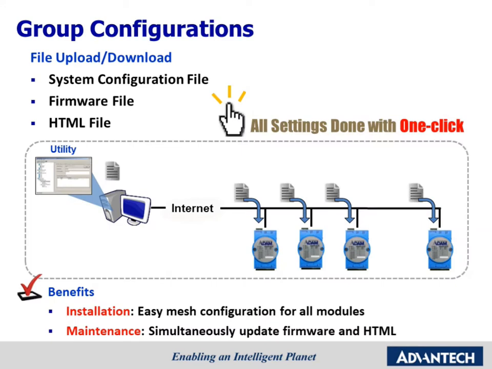In certain application scenarios, it's necessary to set multiple modules with the same setting because these modules are doing the same task on different sites. Customers might have to configure all modules in the same network with the same system configuration file, firmware, and HTML5. The group configuration function can help you configure all settings to multiple modules with just one click, which means that you can configure many modules at one time.